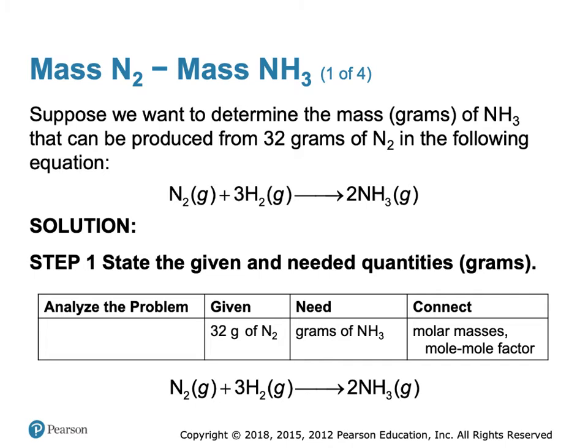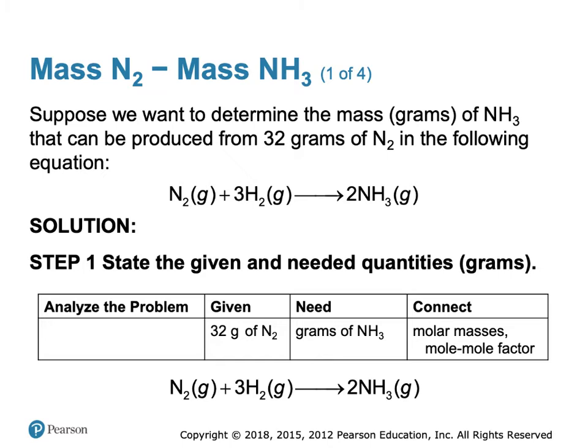Suppose we want to determine the mass in grams of ammonia that can be produced from 32 grams of nitrogen in the following equation. Let's check to make sure our equation is balanced. On the left we have 2 nitrogens, on the right we have 2 nitrogens. On the left we have 6 hydrogens, and then on the right we have 6 hydrogens. So our equation is balanced.